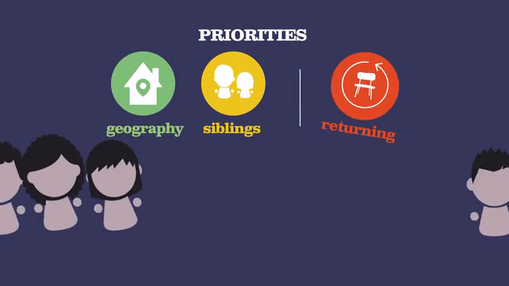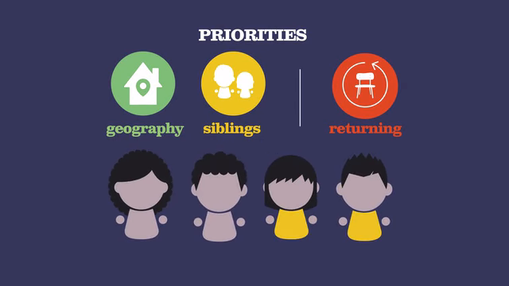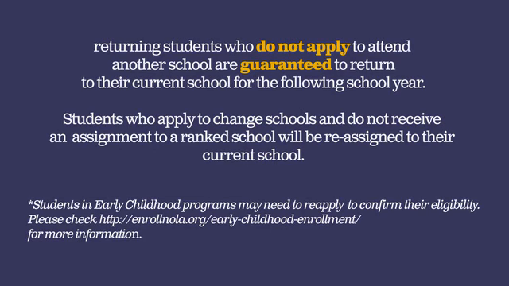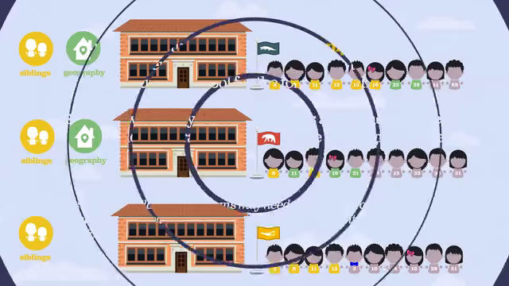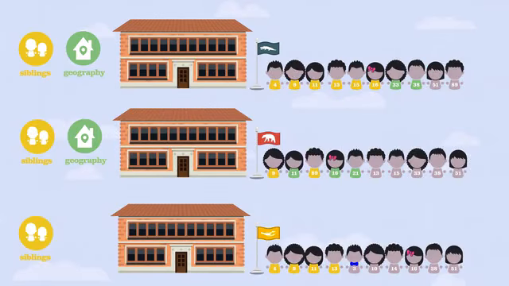School priority structures might include things like siblings of current students or priority for children who live in the school's geographic zone. Applicants will be considered in order of priority groups if there are more applicants than available seats. You can learn about the priority structures for each school by looking in the OneApp application materials.